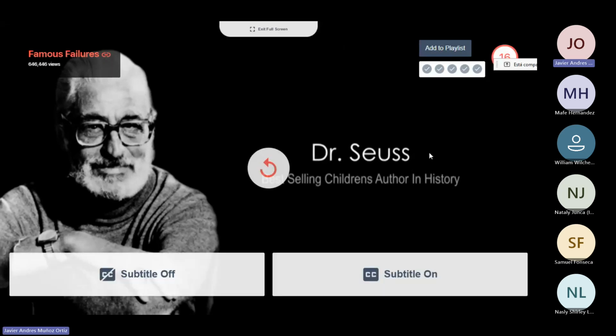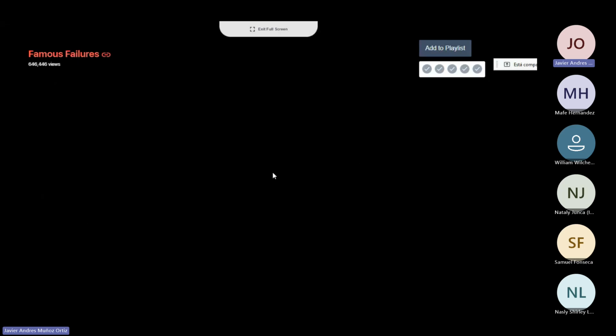Su primer libro fue rechazado por 21 empresas editoriales, creo.